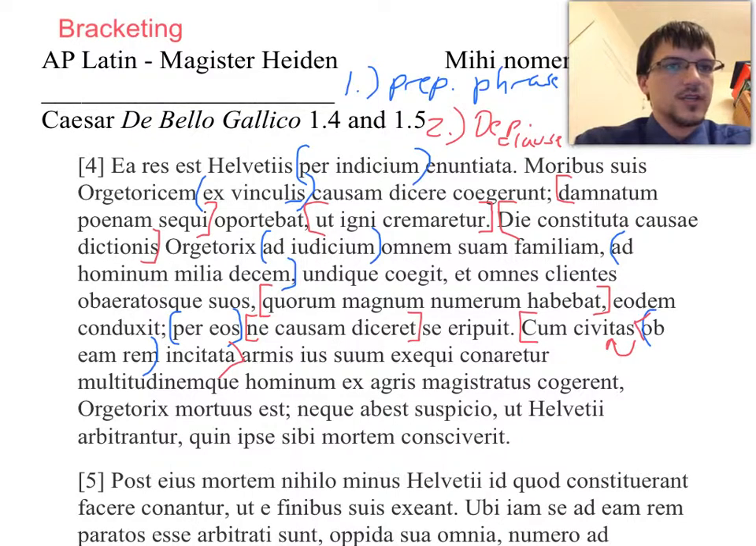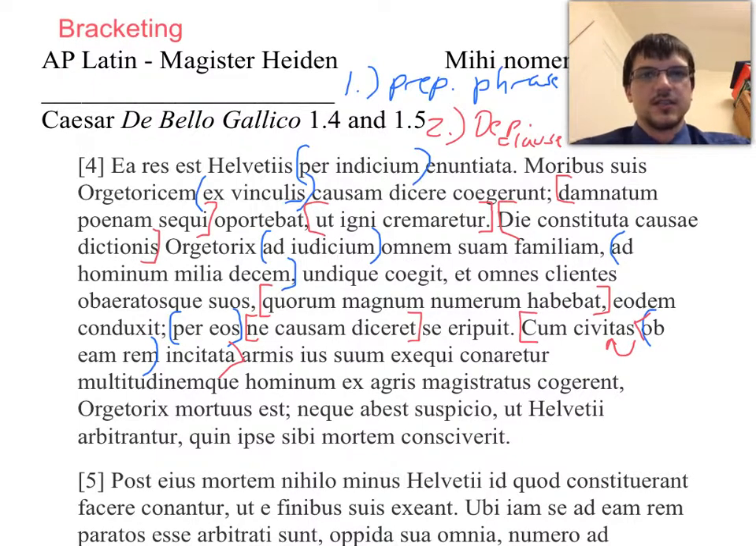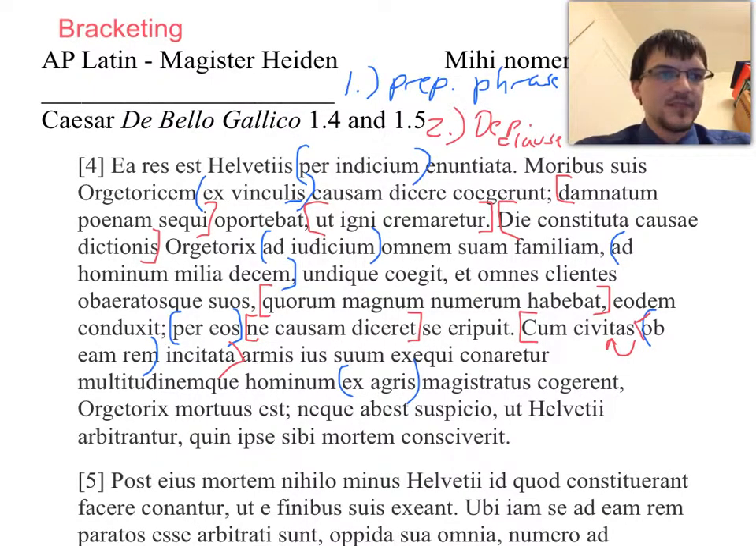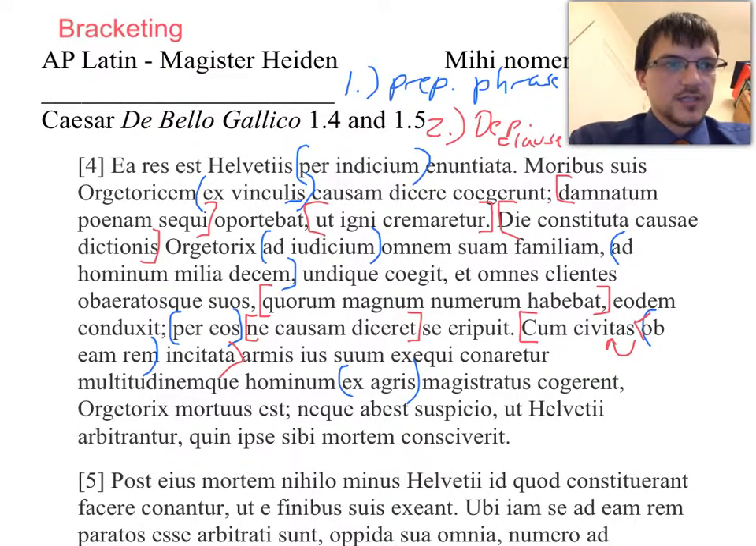Armis suis, armis ius suum exequi conaretur. Exequi is going to be a complementary infinitive with conaretur, because conaretur is a verb meaning to try, and it takes a complementary infinitive. Multitudinem quae hominum ex agris. There's our ex agris we need to bracket off with parentheses, so a prepositional phrase. And I think we're good for the rest of the sentence.